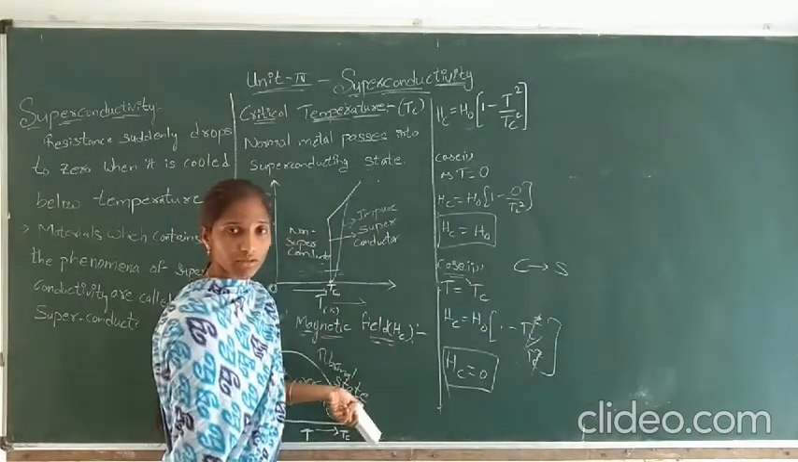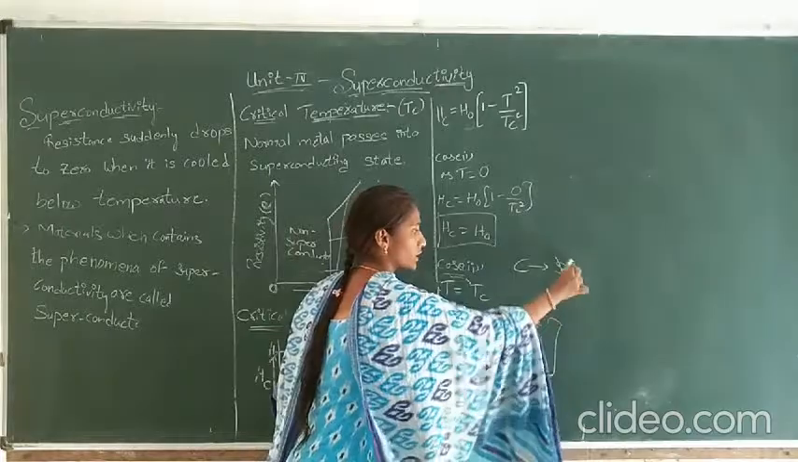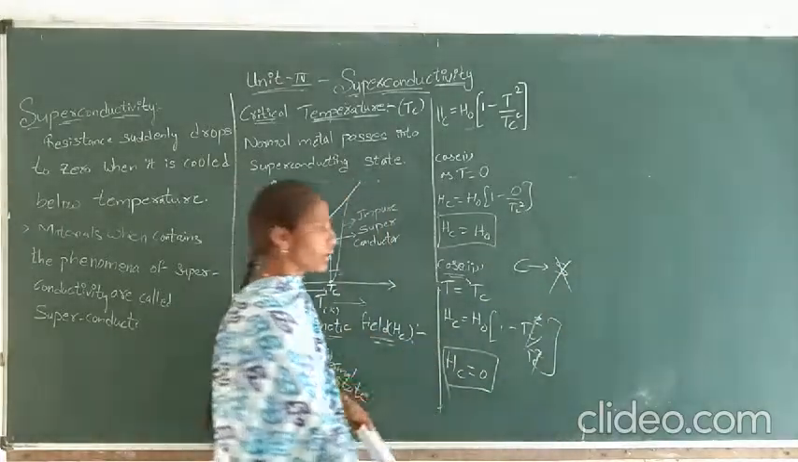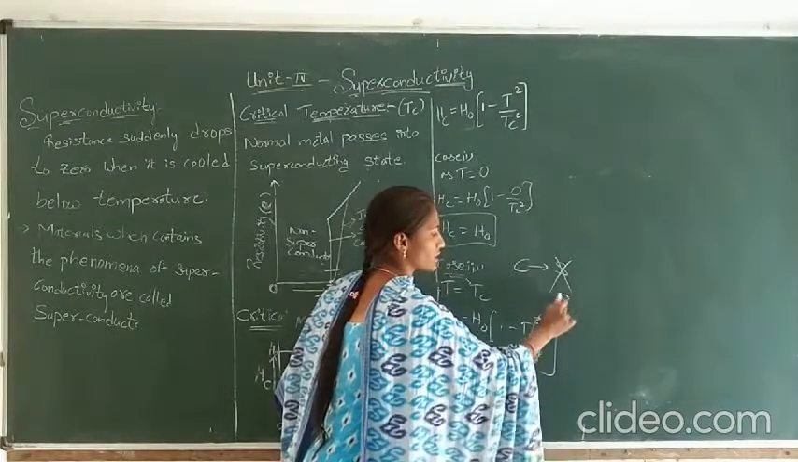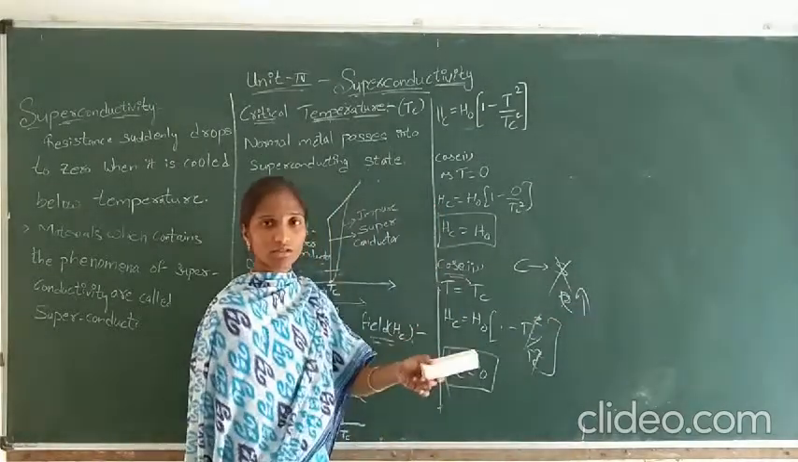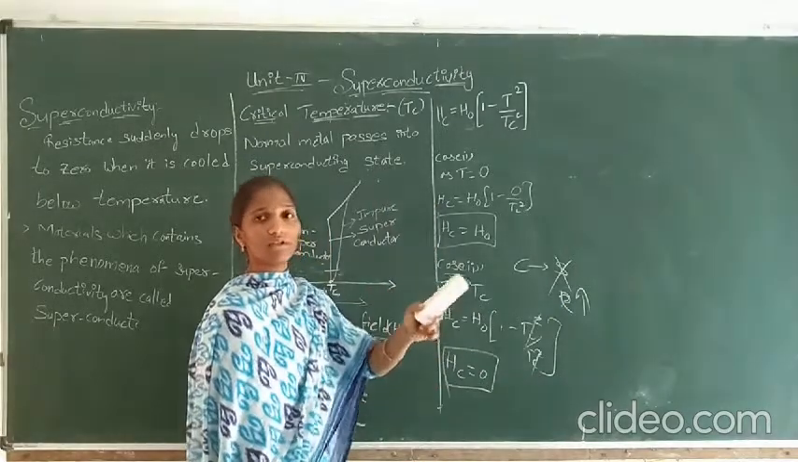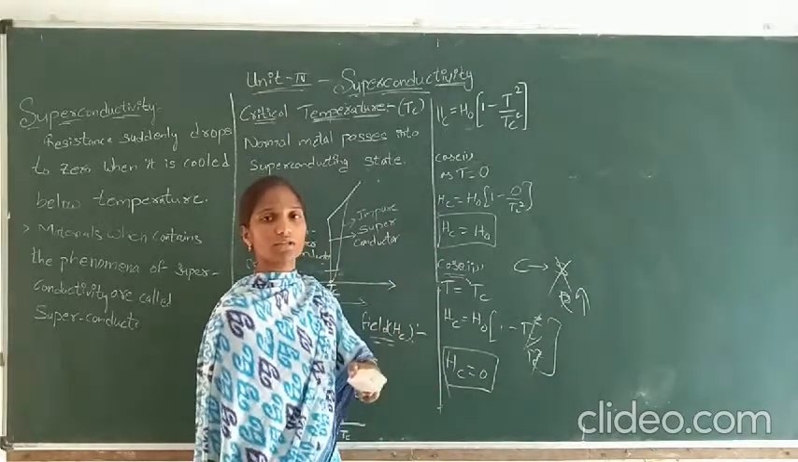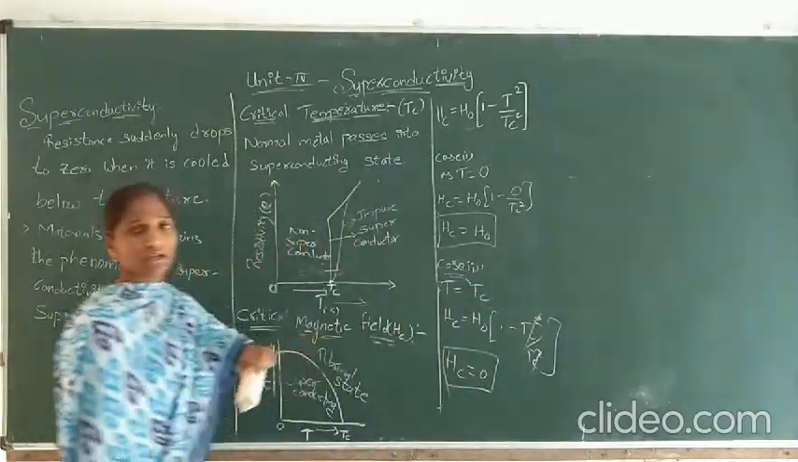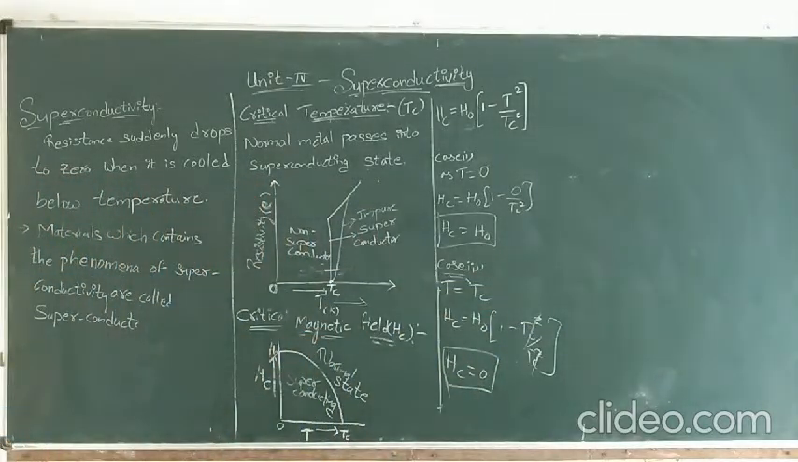The critical magnetic field is the field which destroys the superconducting nature. Destroying the superconducting nature means the electrical resistance increases. As the resistance increases, the flow of current decreases. So this is the entire theory of superconductivity: the superconducting nature, superconductors, the critical magnetic field and the critical temperature.